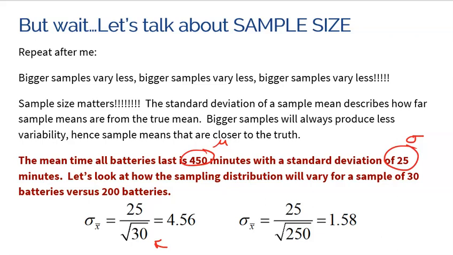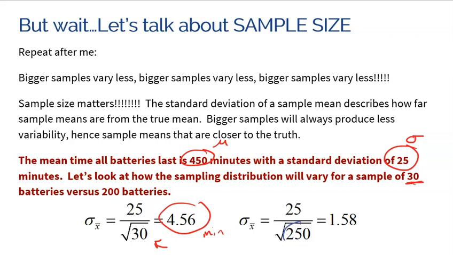But if I look at a sample of 30 batteries, it's no longer one, it's a sample of 30. So the standard deviation should be lower, much lower than 25. And that's why we divide the 25 by the square root of 30, and we get a very low standard deviation of 4.56 minutes. That's because I'm no longer looking at one battery, I'm looking at the average, the mean of 30 batteries. And here's the kicker.